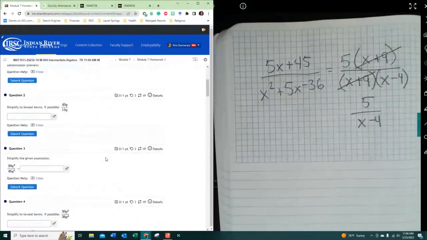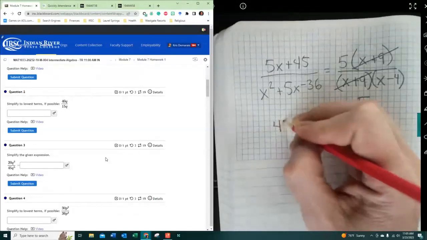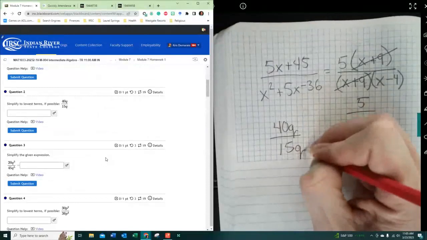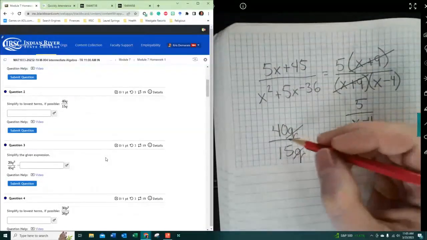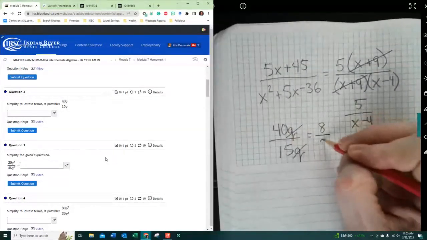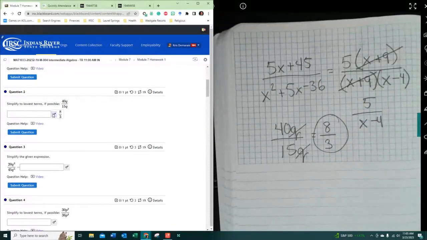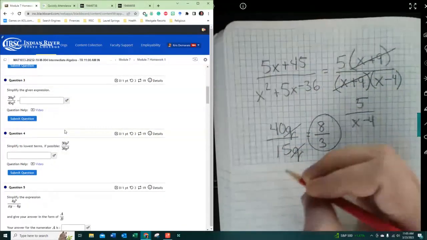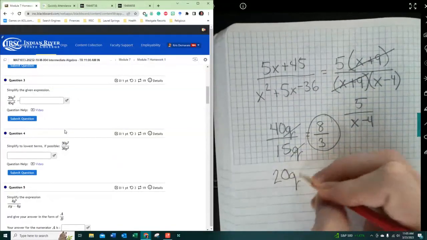All right. So pretty straightforward. Now you go ahead and look at 40q over 15q, and we know that anything over itself is equal to 1, so these cancel each other. And then we know that 5 can go into both these numbers, 8 and 3 times. So there's our answer, 8/3. Likewise, we're going to do the same thing continuously throughout this. We're going to simplify these rational expressions.